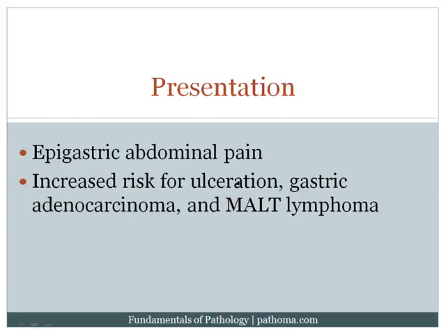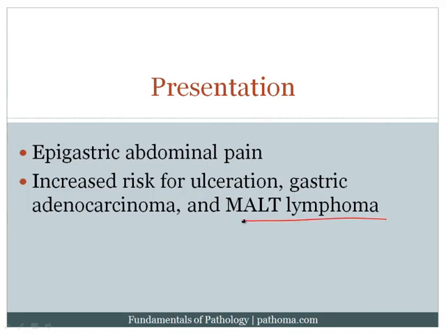The presentation of patients with H. pylori is that they get epigastric abdominal pain, and there's an increased risk for ulceration, and that's because with all of this chronic inflammation, you can develop an ulcer. There's an increased risk for gastric adenocarcinoma, and that's because, again, with this chronic inflammation, you're going to get an intestinal metaplasia, and the intestinal metaplasia can eventually become cancer. So there'll be an increased risk for adenocarcinoma. And the third risk will be an increased risk for MALT lymphoma.